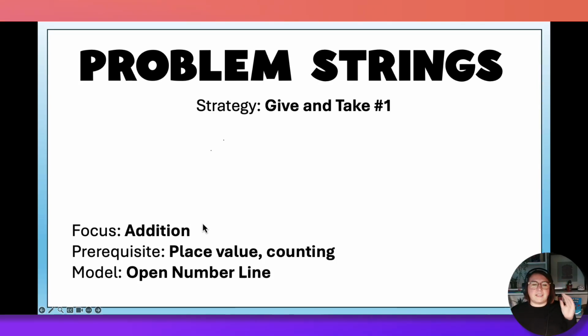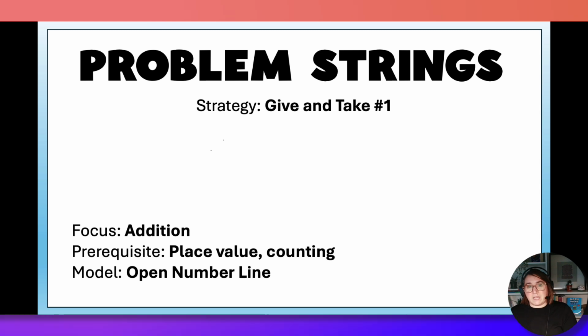Hi, this is a problem string called give and take. It's the first problem string in this series of give and take addition strategies. This one really focuses on additive thinking, and it's much more of a sophisticated additive thinking strategy than the ones we have done so far. So if you're trying this one with your class, you want to make sure that you've done a lot of the previous problem strings already, and they have a good understanding of those strategies before jumping into this one, because it's a little more complex.